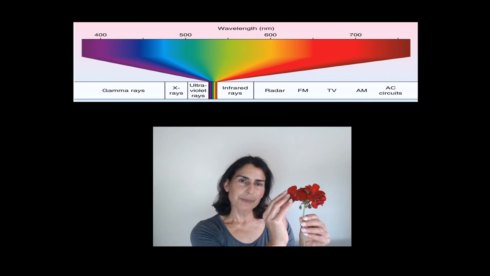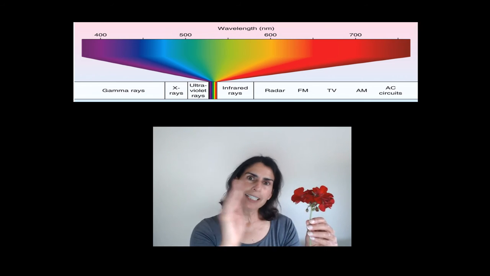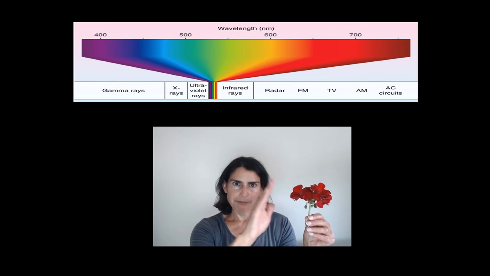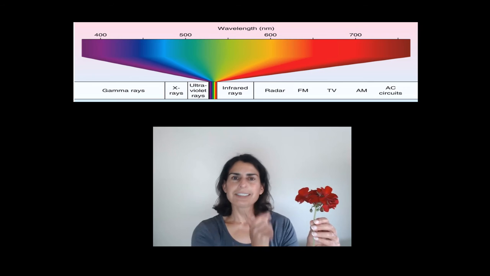The petals are absorbing most of that light, actually, but reflecting the longer wavelengths. The longer wavelengths then reflect off of the flower. They're the ones that go into my eye and allow me to perceive that as red.